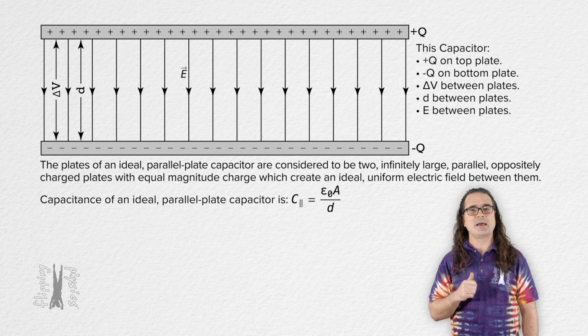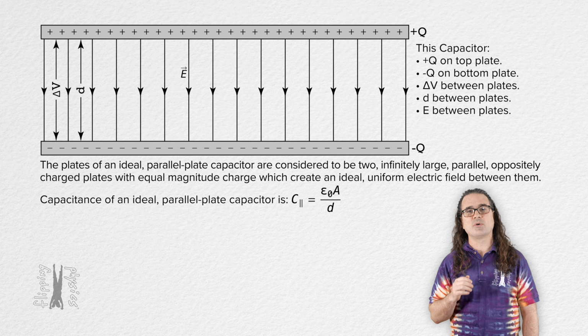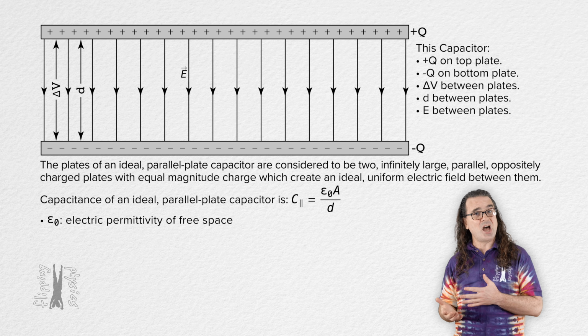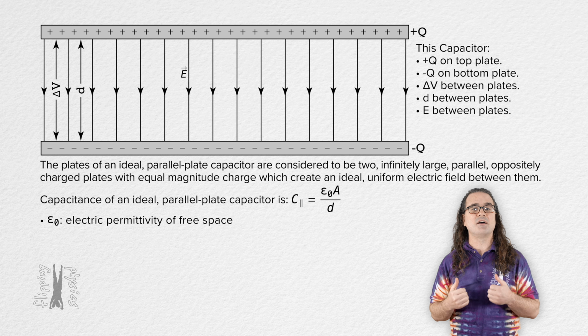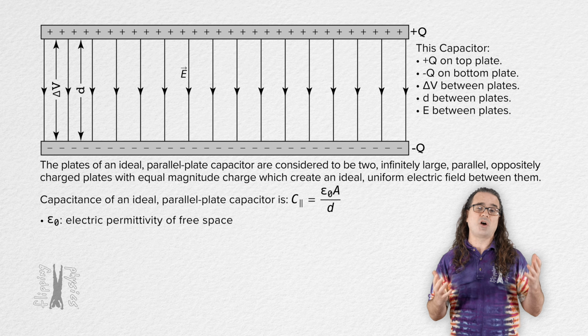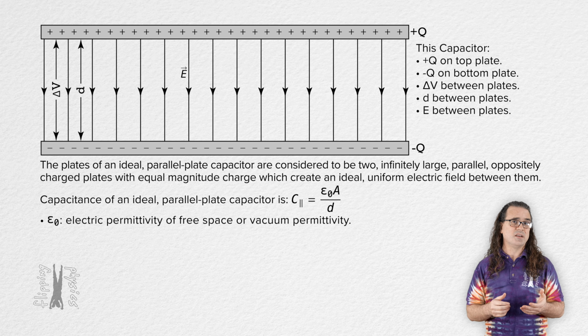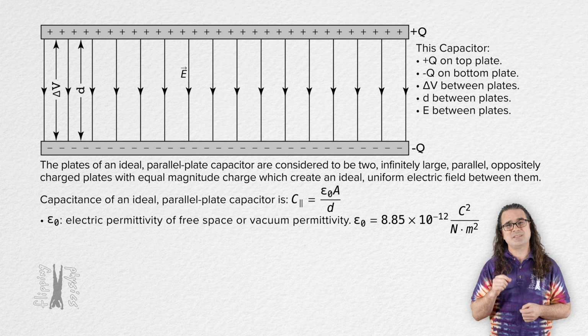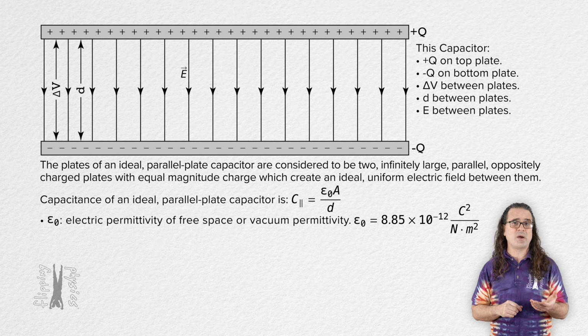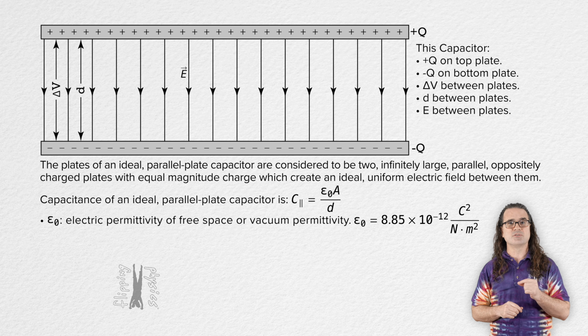times capital A divided by lowercase d, where epsilon naught is the electric permittivity of free space, and it is also called vacuum permittivity. The electric permittivity of free space is a constant which is equal to 8.85 times 10 to the negative 12 coulombs squared over the quantity newtons times meters squared.